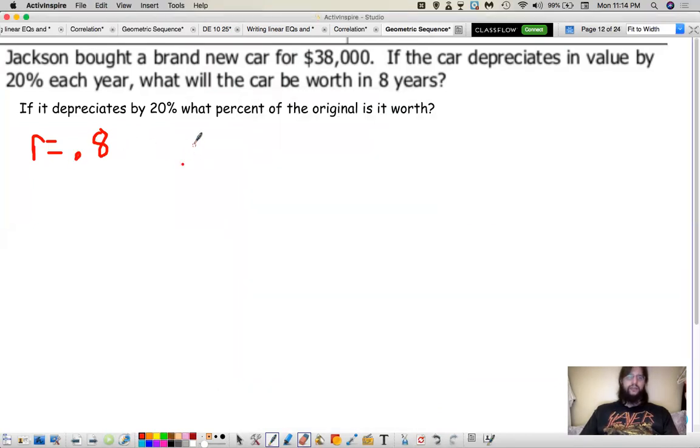So R is 0.8. It's just 0.8. 80%, which is 0.8. A1 is 38,000, or 38,000 for those of you that speak English. Sorry. What will the car be worth in 8 years? So that means N is 8. This is A1. Let's write our formula.